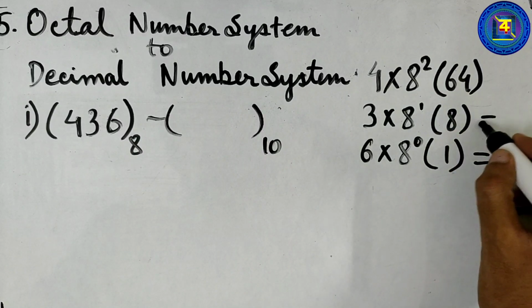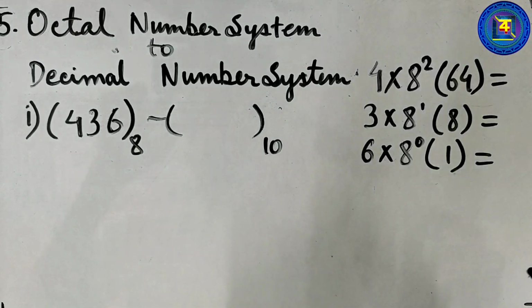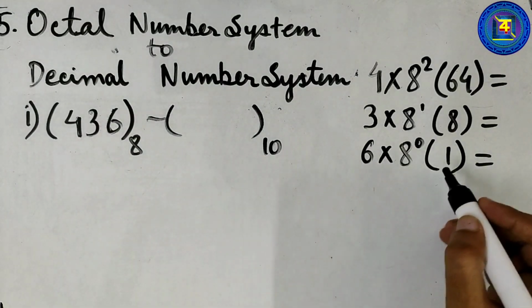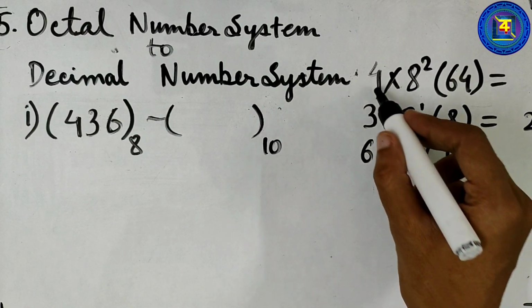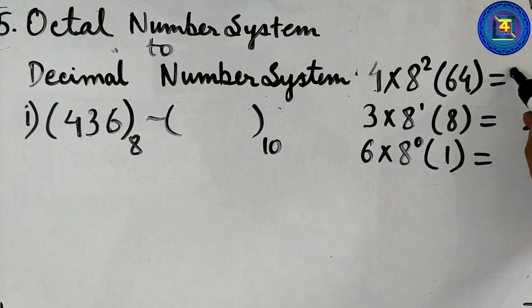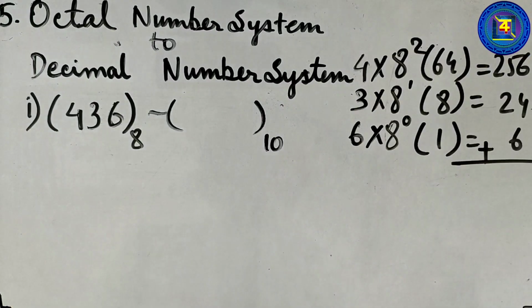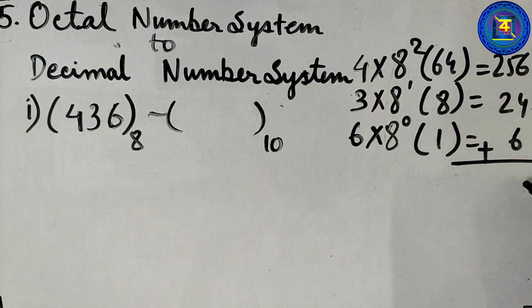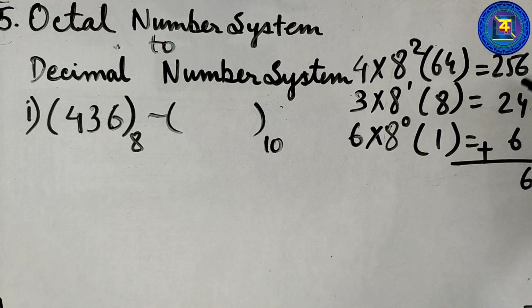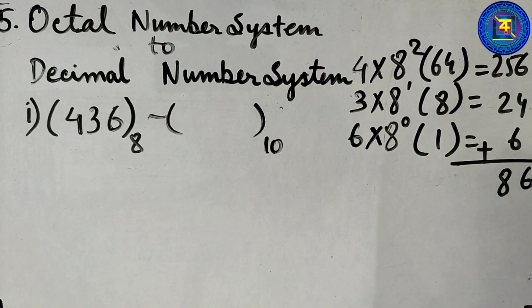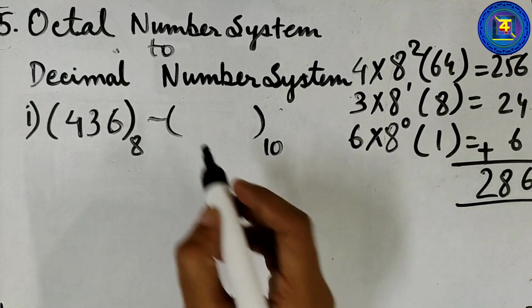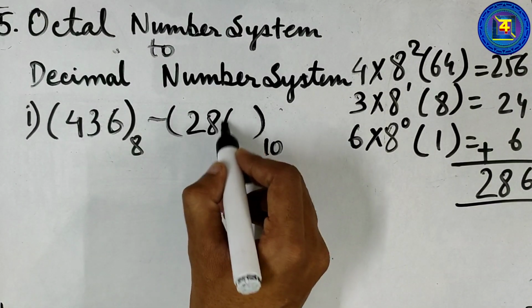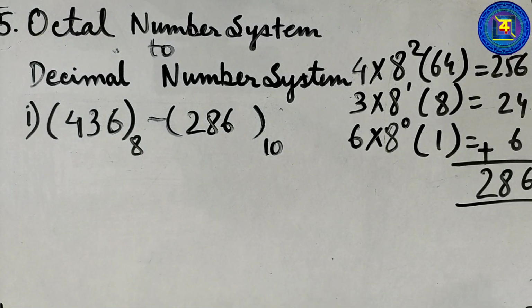And then if we just multiply them, that is 6 into 1 is equal to 6, 3 into 8 is equal to 24, and 4 into 64 is equal to 256. So when we add them, this will end up at 16, and then this will end up at 8 and then 2. So when we add these values, the answer will end up at 286 in decimal format.